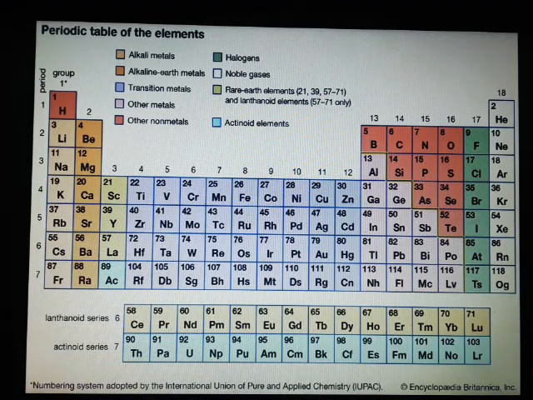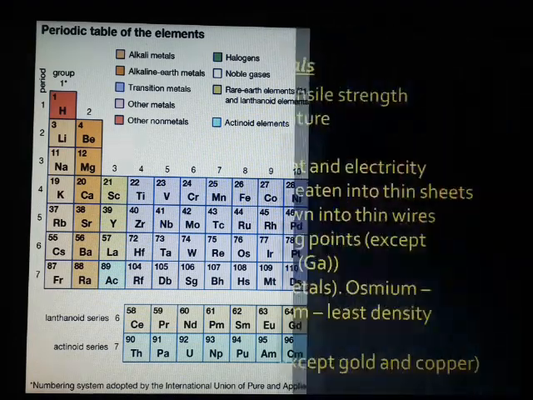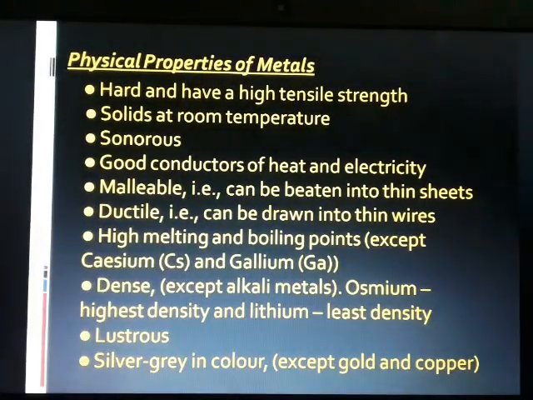In these 118 elements, what are metals and non-metals? Based on what are we defining that it is metal and it is non-metal? Based on their physical properties and chemical properties, we will define what are metals and non-metals. Today we will start with the physical properties. First, the physical properties of metals.